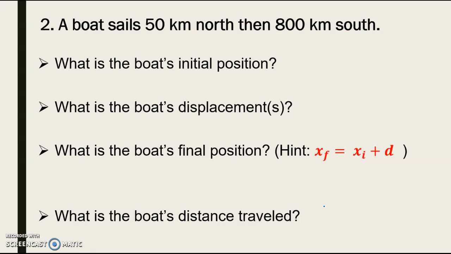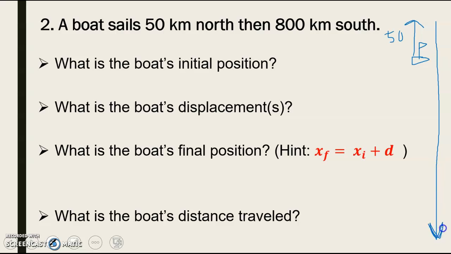A boat sails 50 kilometers north, then 800 kilometers south. So I'm going to draw a little picture of a horrible boat. And it says that the boat goes 50 kilometers north. Then it travels 800 kilometers south. Probably proportionally even further than that, but that's all we have for now. As you can see, the boat ends up more south than it started.